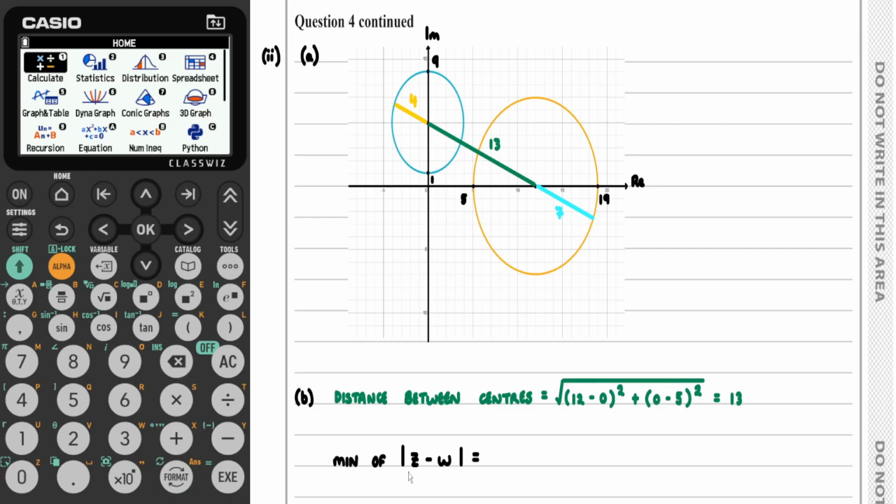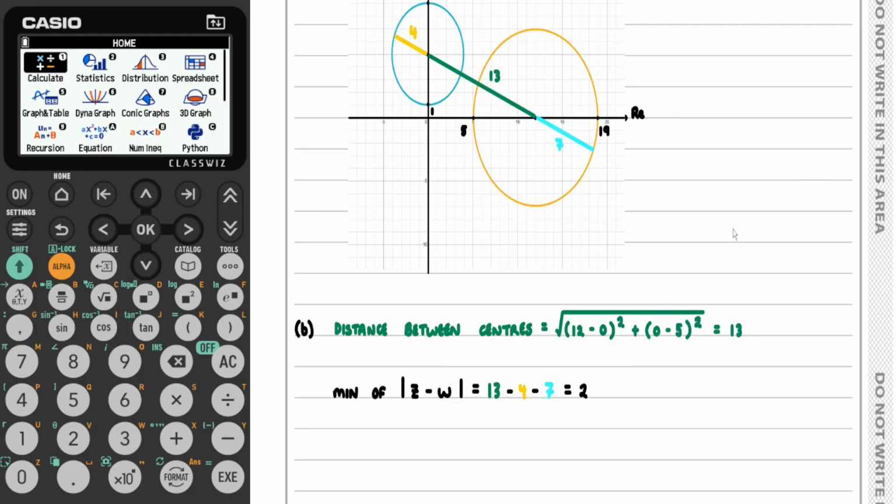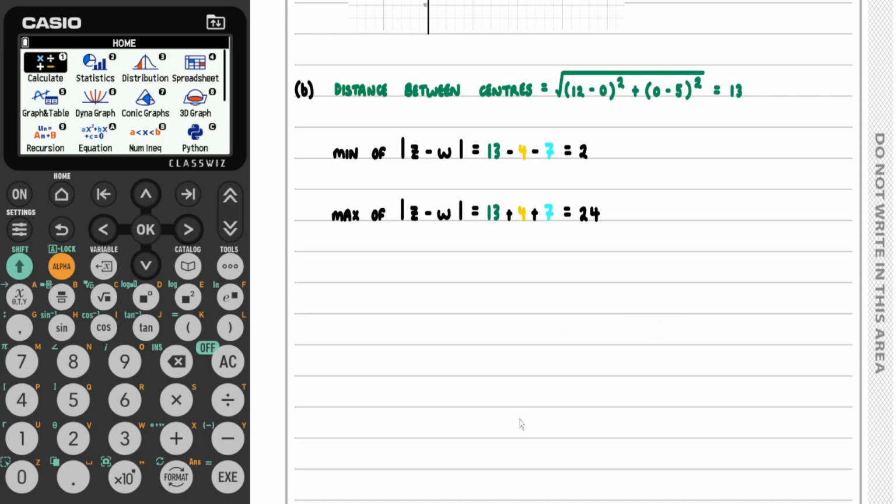So for the minimum of mod of z subtract w, that will be this length of 13, take away this radius of 4, and I also take away this radius of 7. That gets me 2. And the maximum of mod of z subtract w, well, that will be this 13 plus this 4 plus this 7, which is 24. So the distance between this point and this point is 24, meaning the mod of z subtract w is greater than or equal to 2, but less than or equal to 24.